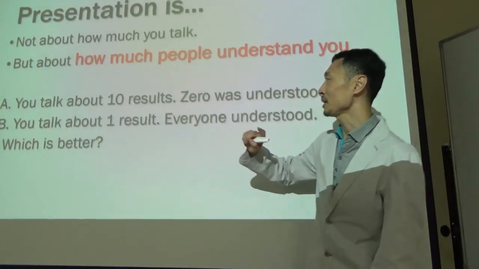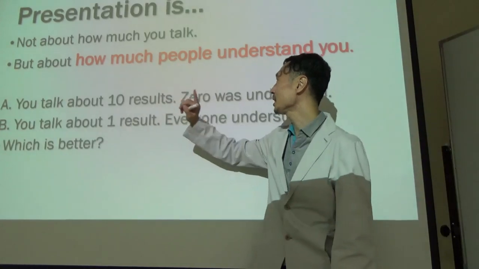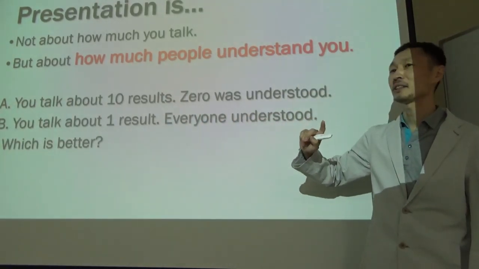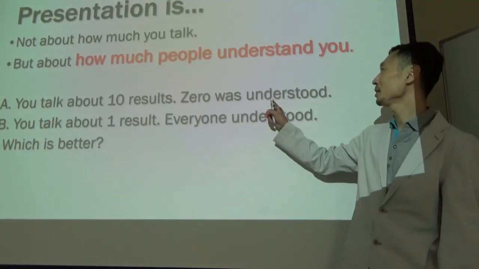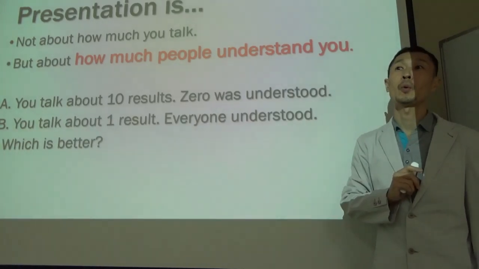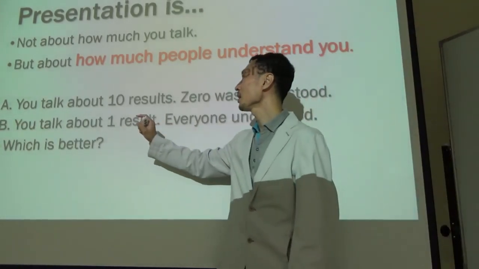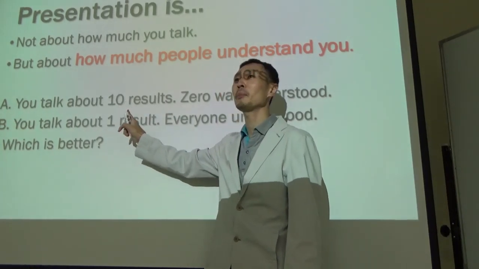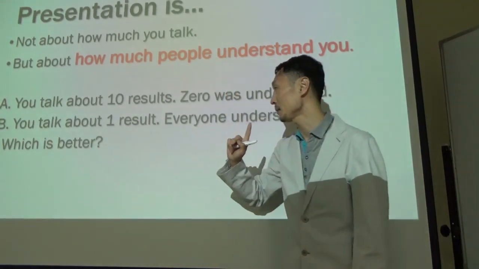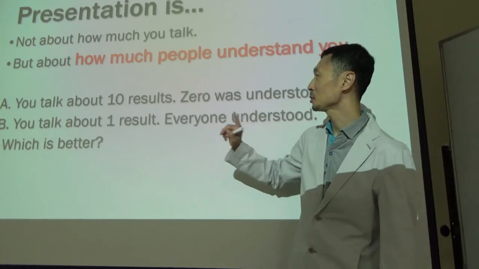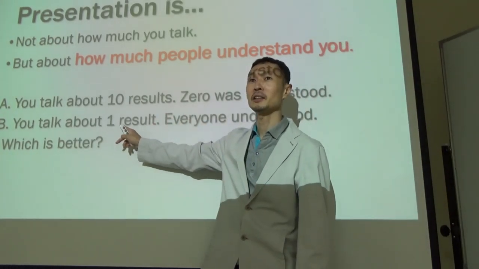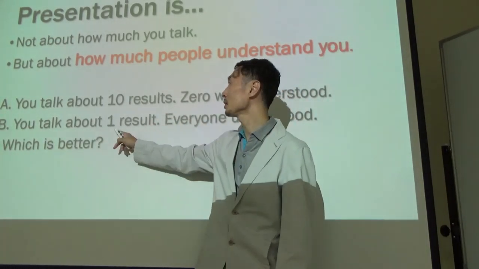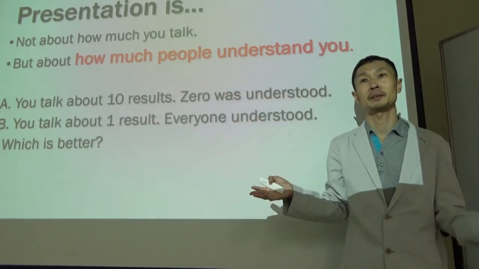Compare A and B. So in A, you talk about 10 results in 10 minutes in a rush, and then people understand zero. Or B, you actually did 10 analyses, but you only talk about the most important one. People understand only this one. People don't understand the other 9, but people understand this one. Which is better?